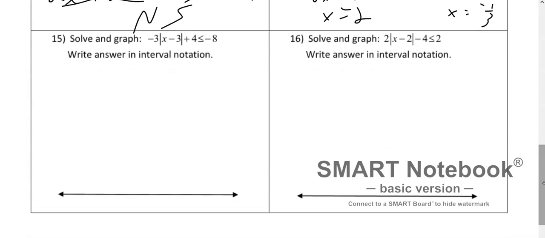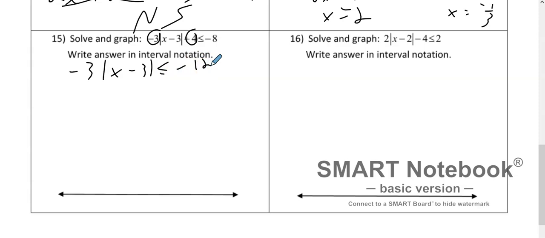Okay, now we have inequalities. So the first thing we got to look at this, we got to get rid of this -3 and the +4. The +4 is addition, so we're going to subtract. -3, absolute value, x minus 3, is less than or equal to, subtract 4, doesn't flip the symbol, -12.